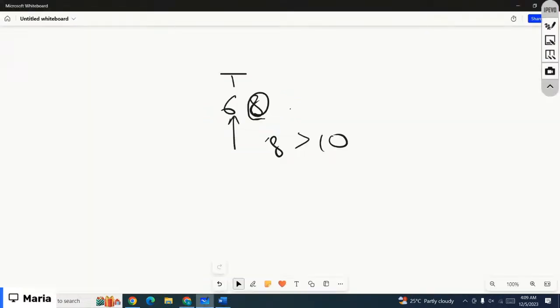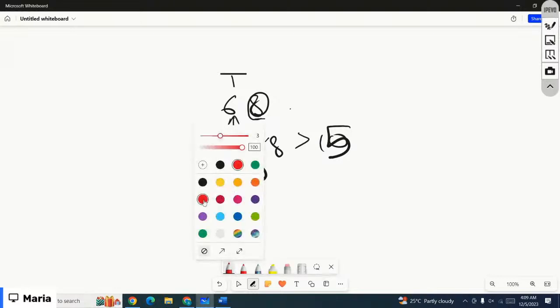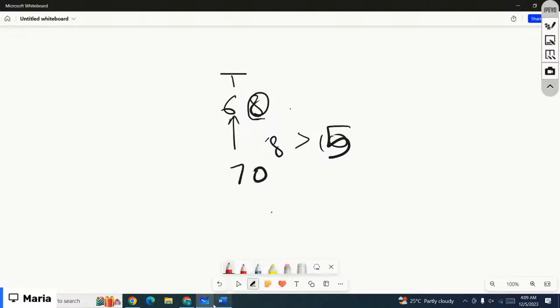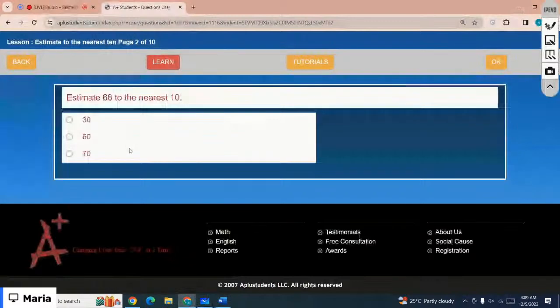So 68 is rounded off... 8 is greater than 5. Sorry, you need to compare it to 5. 8 is greater than 5. That means you need to round up. Round up means add 1 to the tens digit. 6 plus 1 is 7, and replace the other digit with 0. So that means 68 is rounded off to 70. Got it? The correct option is 70.